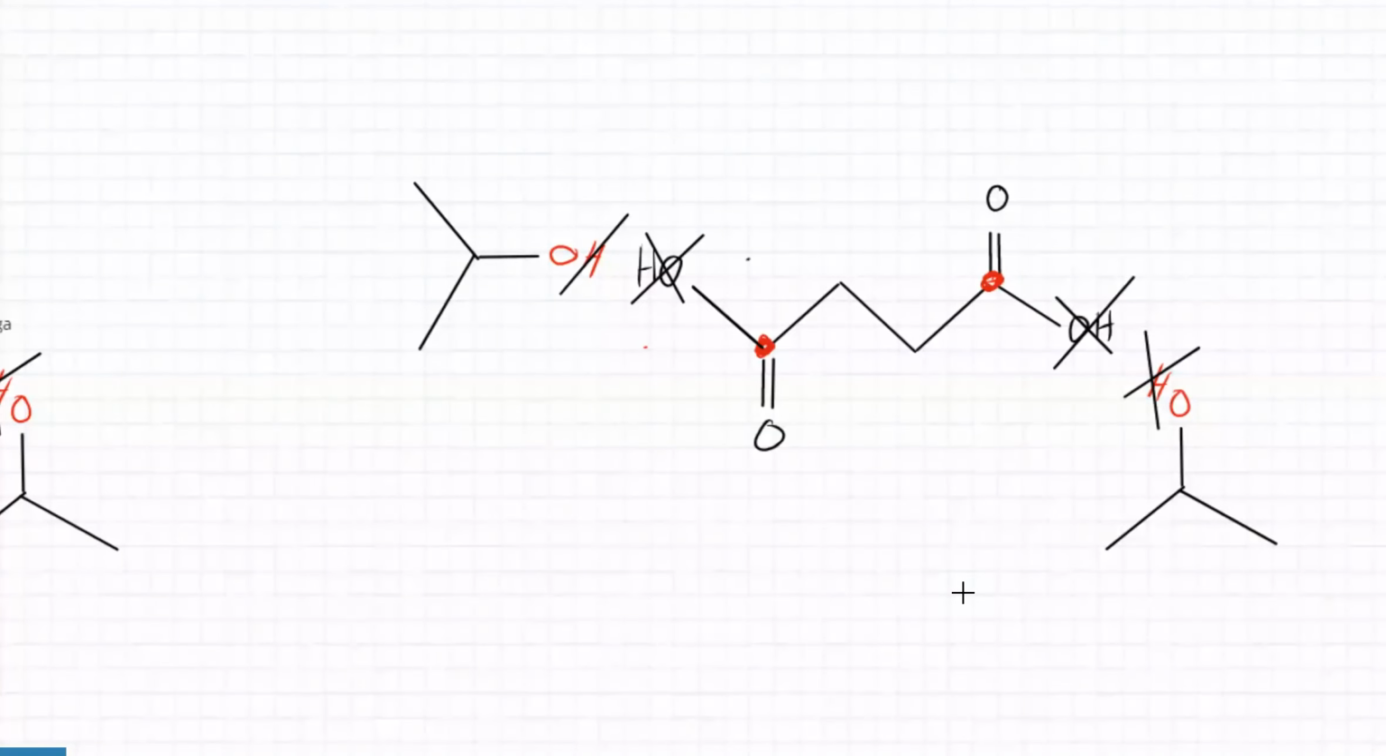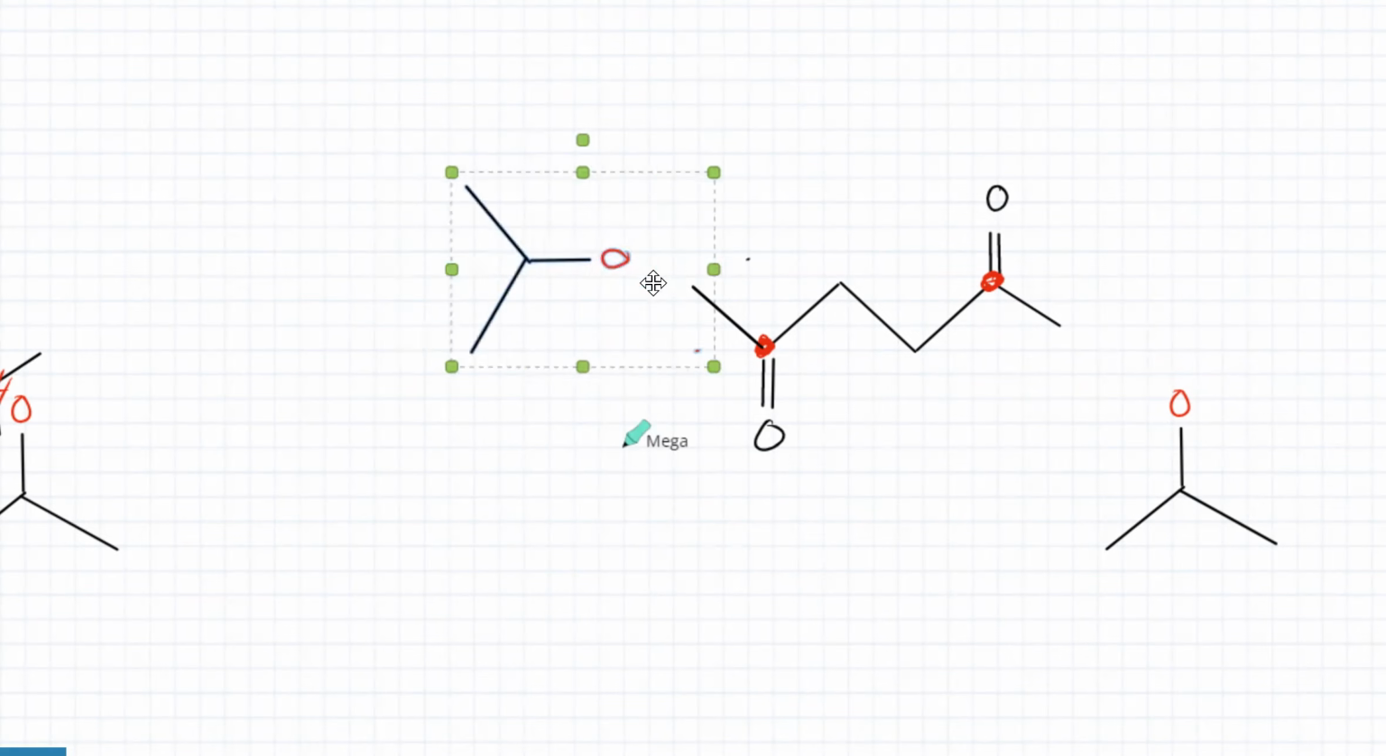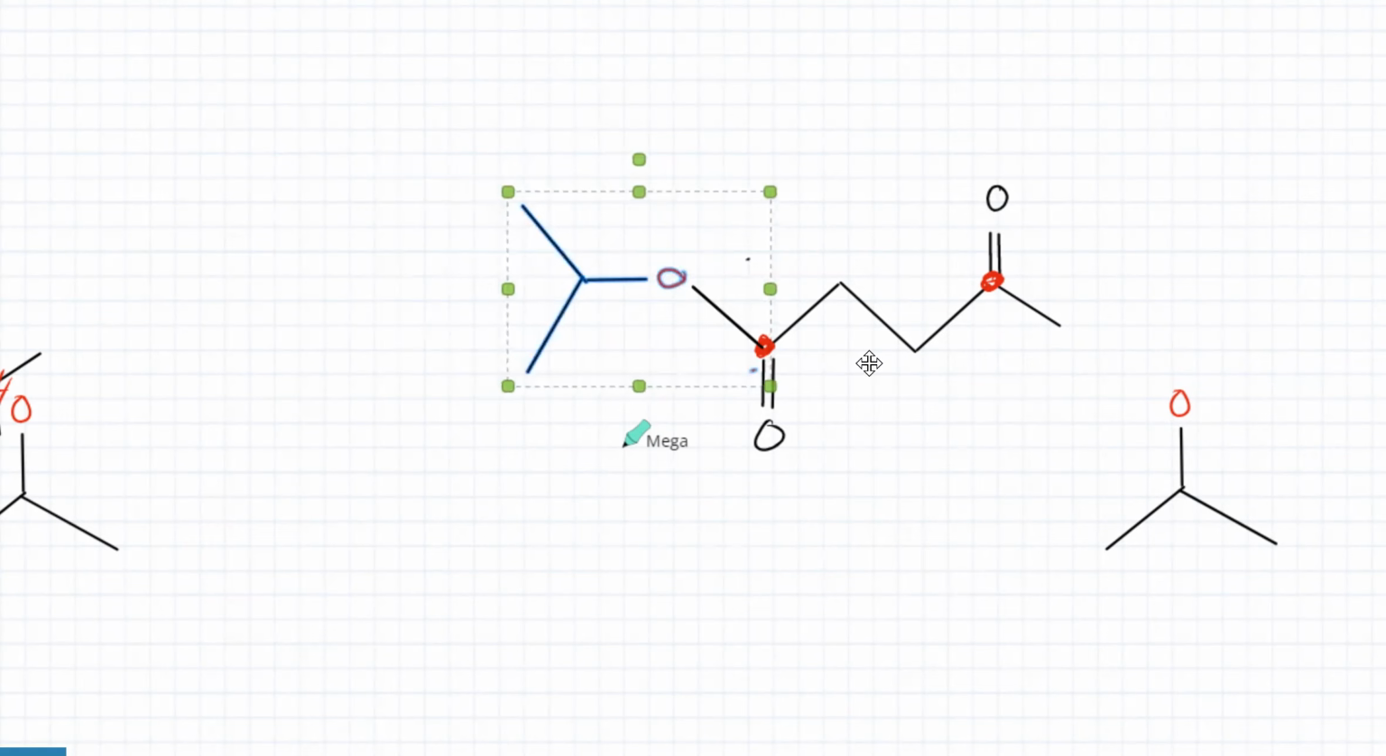So carboxylic acid loses OH. This loses H. This one loses OH. That one loses H. And you just link them. You just bring them together. Okay, just a second. I did it probably on the wrong one. So this one. So OH lost, H is lost. OH is lost, H is lost. And you just join them together, that's it. So that's one of your ester links that's formed.